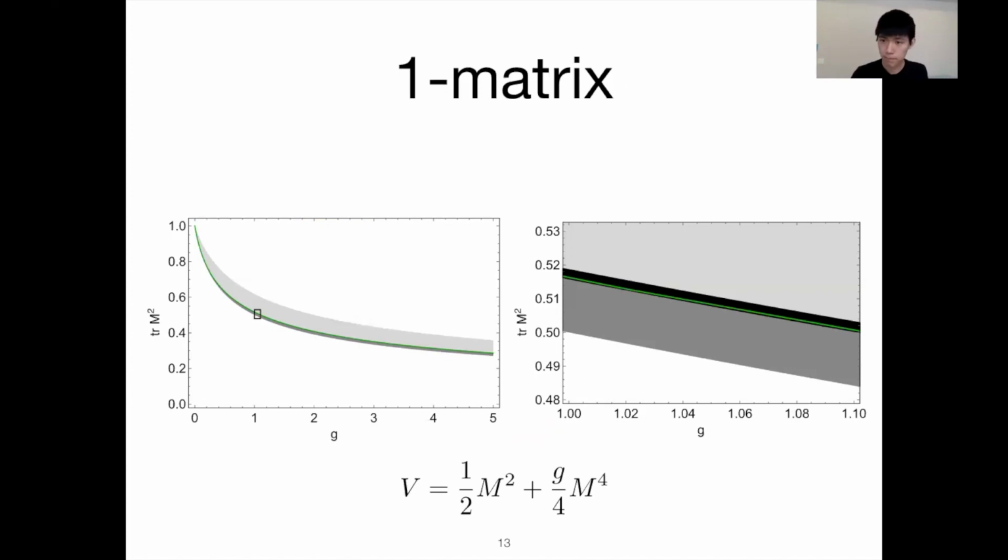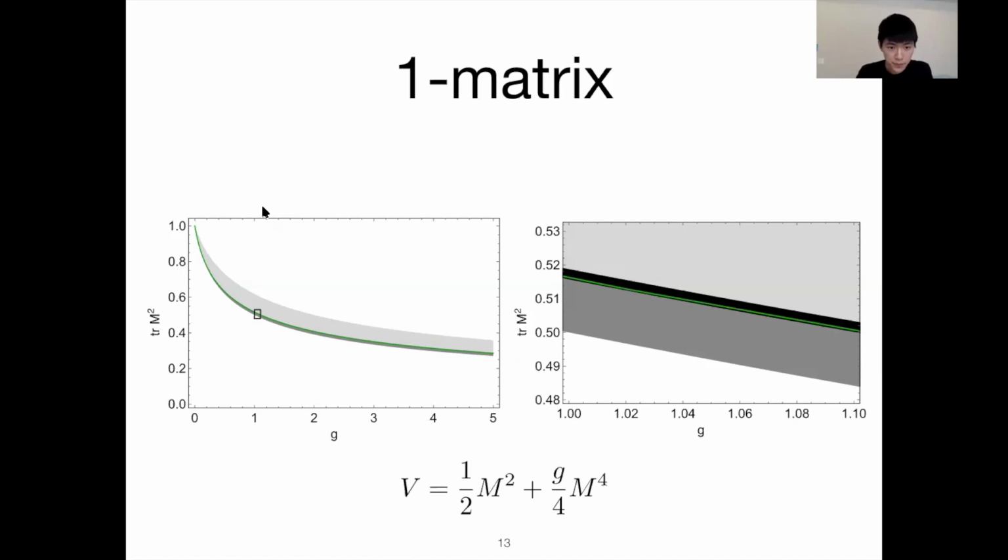Okay. Well, let me now discuss the applications of this idea to the single matrix case first. Of course, in the single matrix case, we know the exact solution to pretty much any problem that we're interested in, especially at large N. Here, I'm just studying the simplest case, which is a potential that has a quartic term. And we're looking at trace of M squared as a function of the coupling g. As g increases, this potential becomes more confining, and therefore the trace of M squared goes down. And this green line is the exact solution that we get from solving using the usual methods.